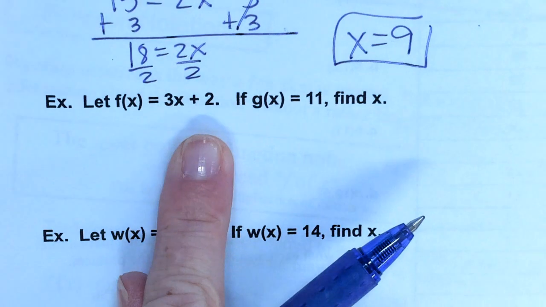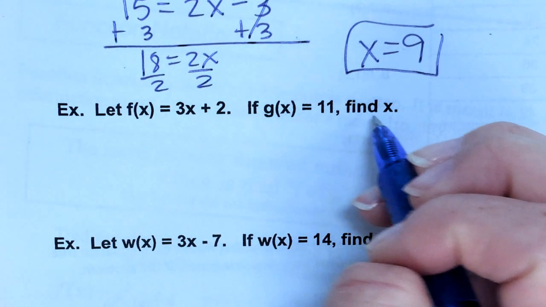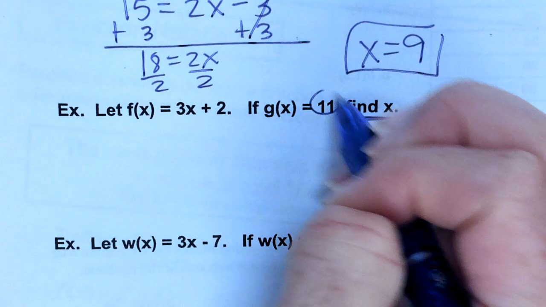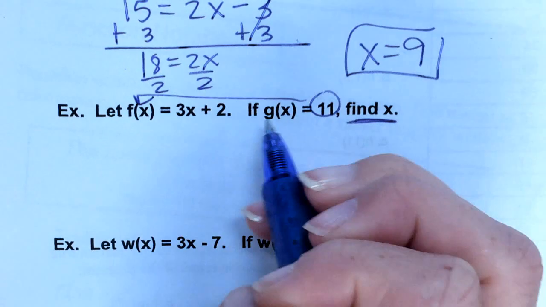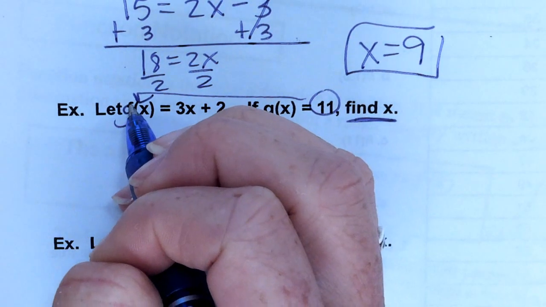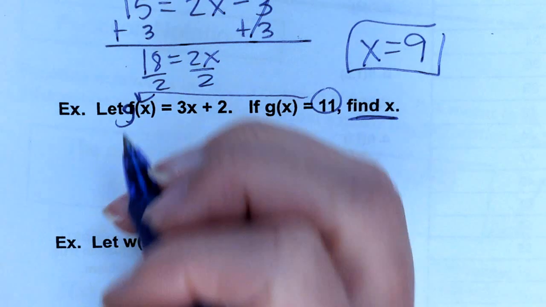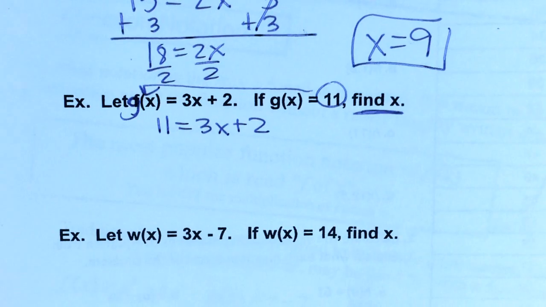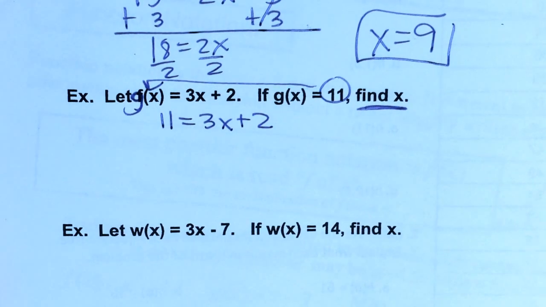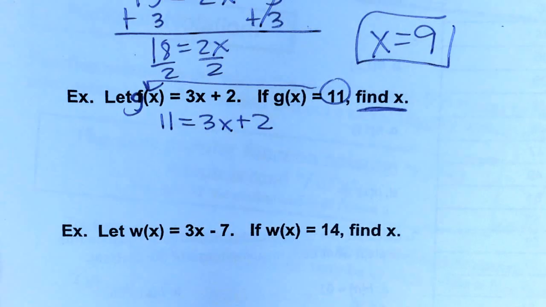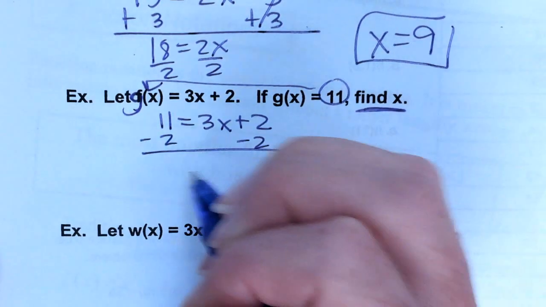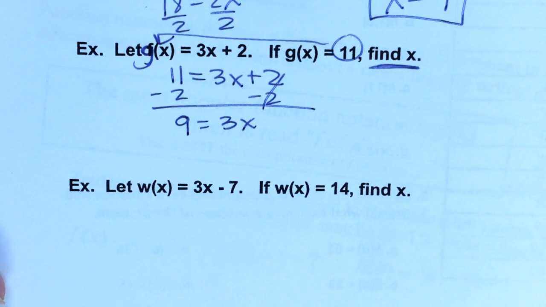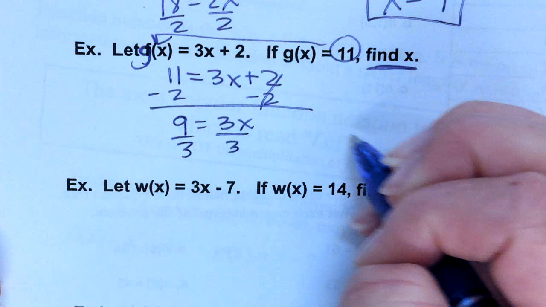Same thing here. I would plug in, because it says find x, and it says g of x equals 11, I would just plug the 11 in for that. And that should have been let g of x. That's a typo. So 11 equals 3x plus 2. How would I solve for x? Minus 2 on both sides. So I have 9 equals 3x. How do I get rid of the coefficient 3? Divide by 3, and I get x equals 3.